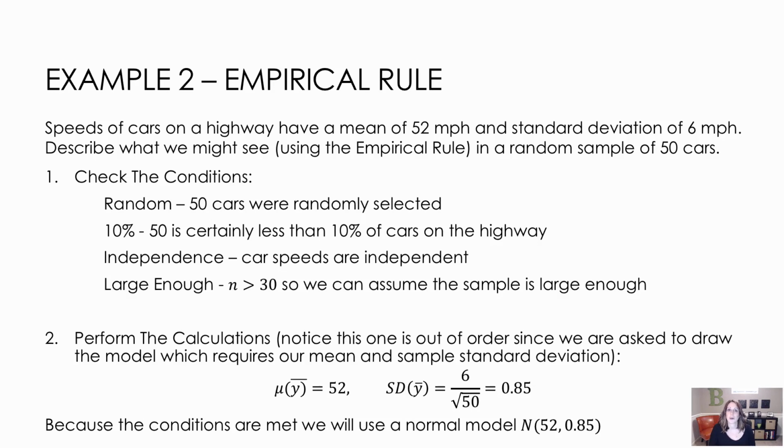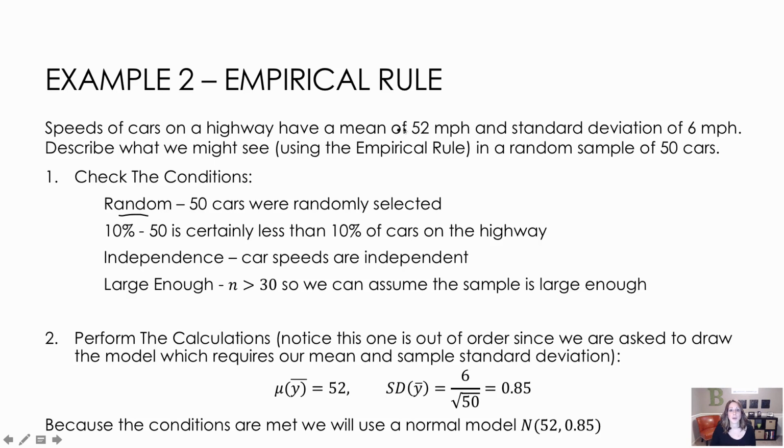Please keep in mind that the empirical rule is really just an estimate. It's not the exact value. So if they're looking for an exact value, you should always use the z-score and the probability. But if they ask us, like they do here, to describe what we might see in a random sample of 50 cars when we're looking at speeds of cars on the highway with a mean of 52 and a standard deviation of 6, we're going to use the empirical rule because we're going to describe in general what we expect to see. So first thing we'll do, of course, is check the conditions.